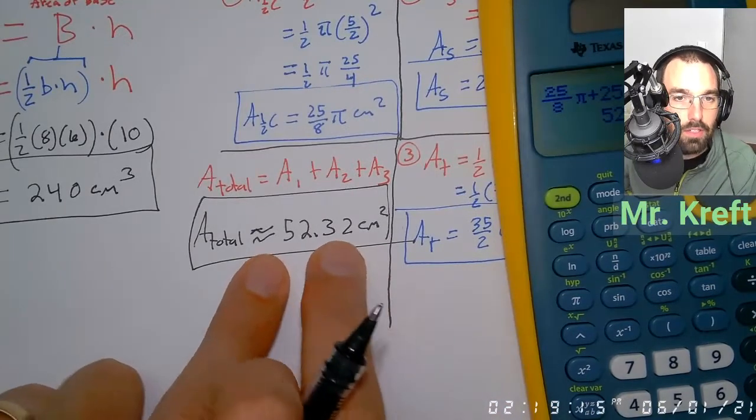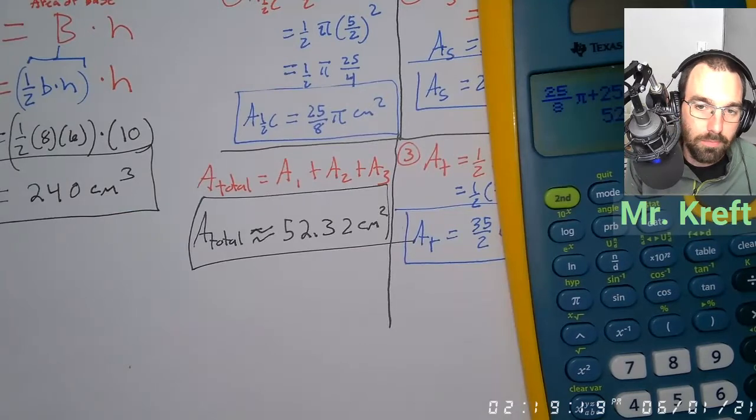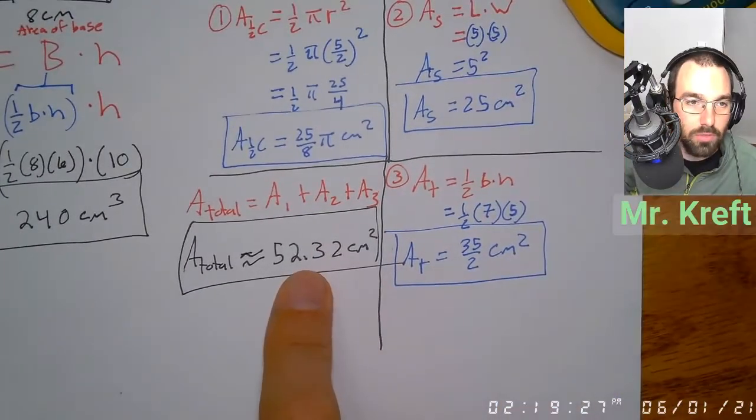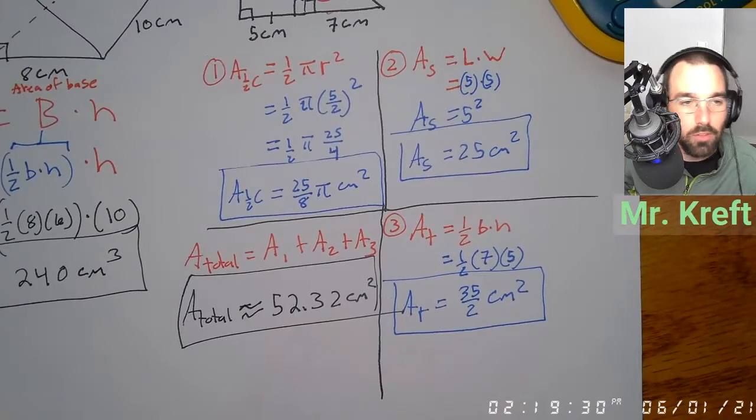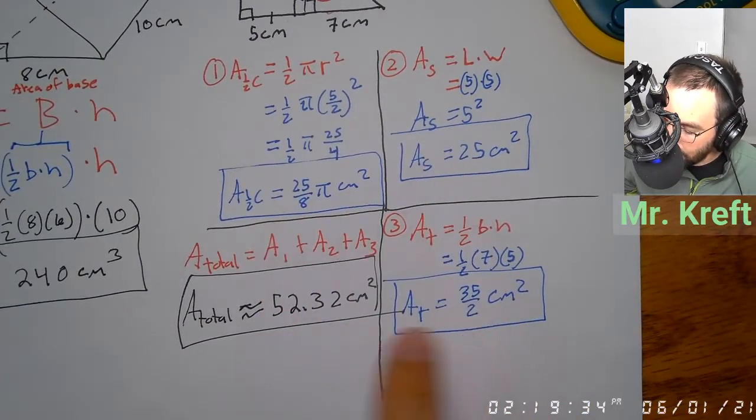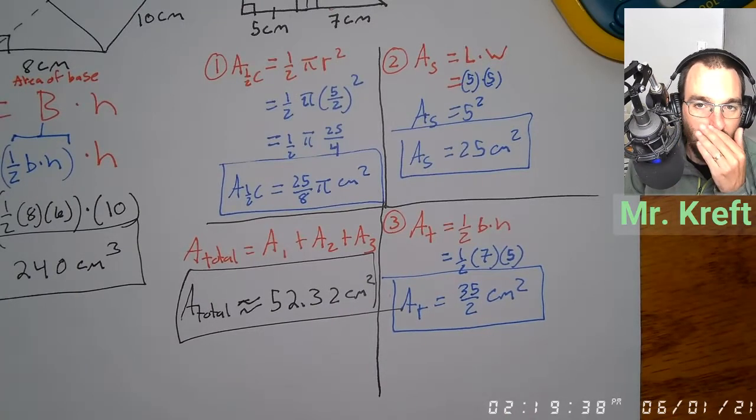And notice the unit difference, right? I'm talking about an area, so I'm going to have centimeters squared versus centimeters cubed for volume. All right, so that's the story there. So that's my answer, right? So my total is going to be approximately 52.32. And again, we use exact answers before we get to this so that we don't have a rounding error.